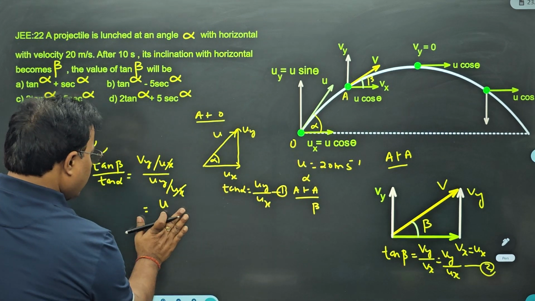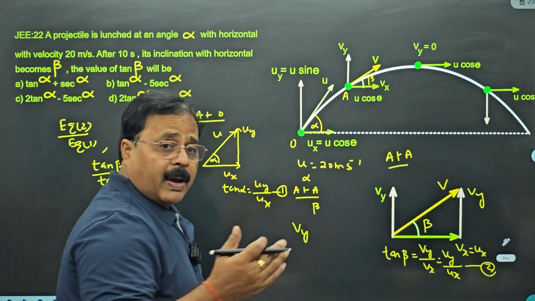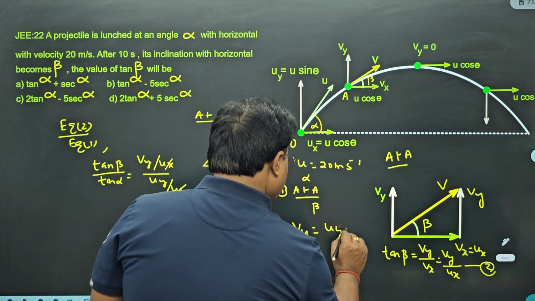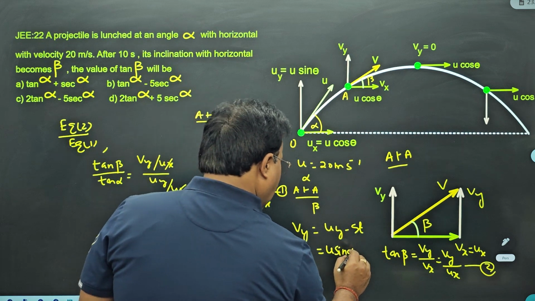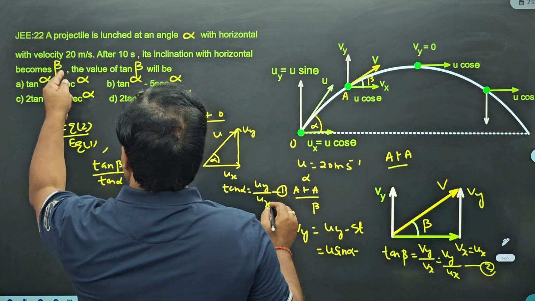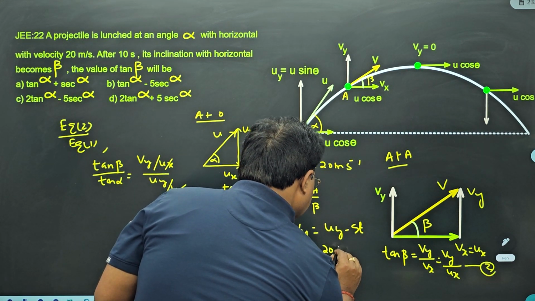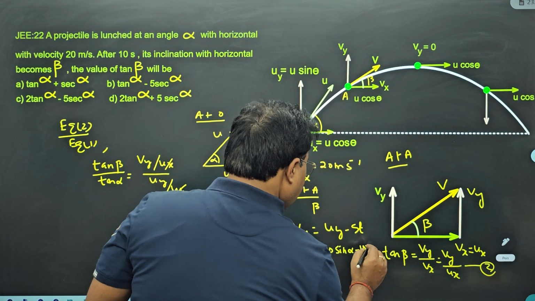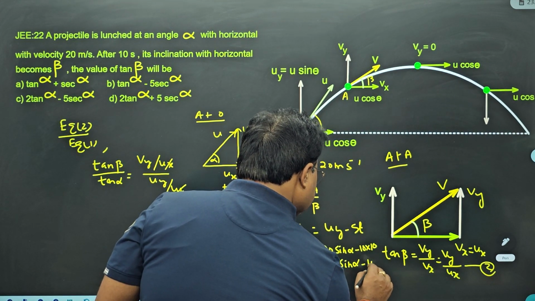Okay, what is Vy? Vy is equal to u sin theta minus gt. We already know Vy is equal to uy minus gt. It means u sin alpha minus g into t, where theta is equal to alpha. What is the time? Time is 10 seconds and velocity is 20. So u sin theta means 20 sin alpha, minus g equal to 10, into t equal to 10 seconds. So this is equal to 20 sin alpha minus 100.